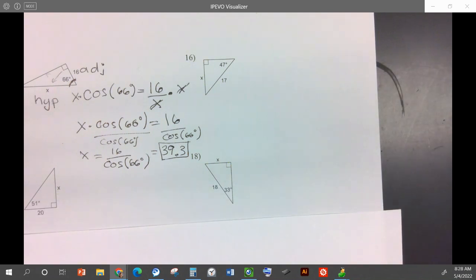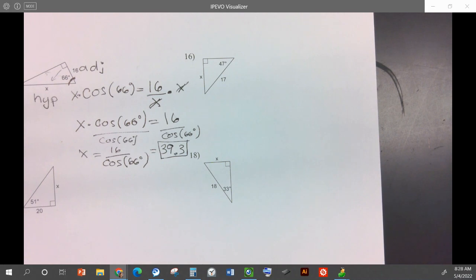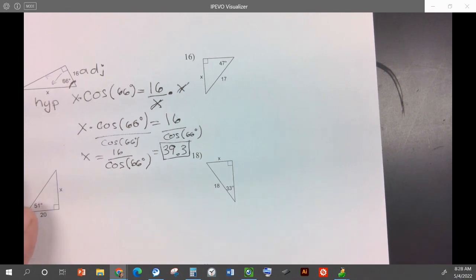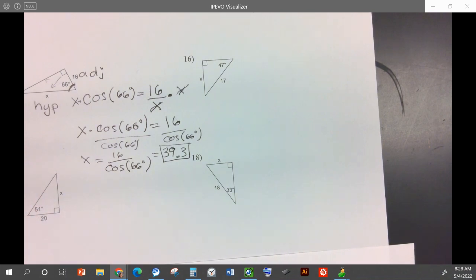Let's see if we can find one more where x is on the bottom. Okay, do you guys feel okay? Do you want to try one more where x is on the bottom? I think 12, x will be on the bottom. Do you want to try one more? Okay, let's do 12 together.